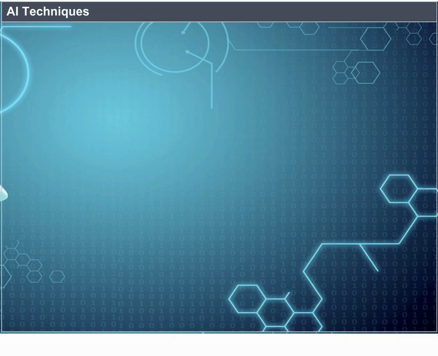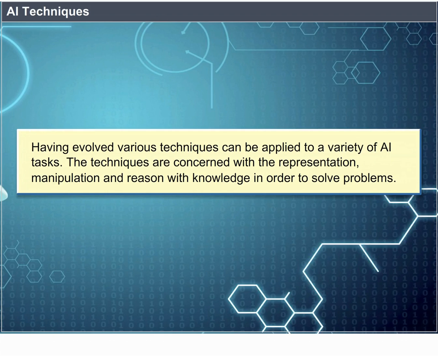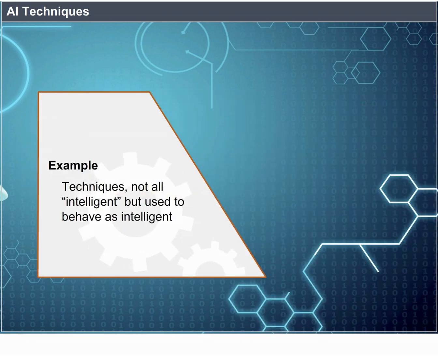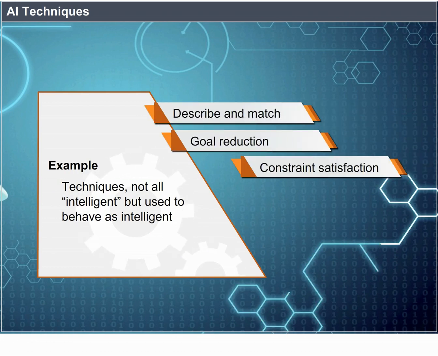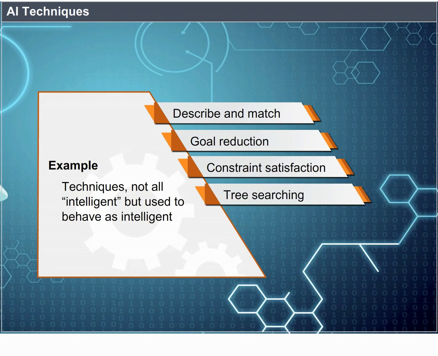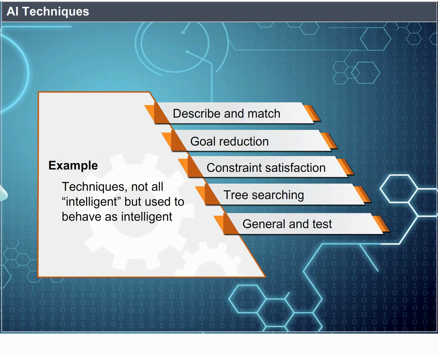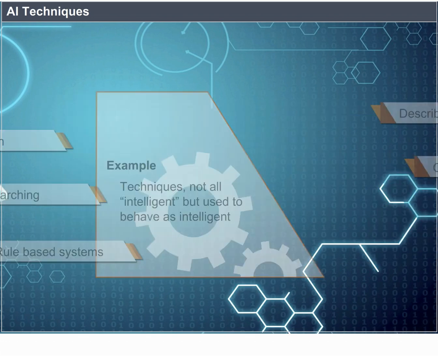AI techniques. Having evolved, various techniques can be applied to a variety of AI tasks. The techniques are concerned with the representation, manipulation, and reasoning with knowledge in order to solve problems. Example: techniques not all intelligent but used to behave as intelligent. Describe and match, goal reduction, constraint satisfaction, tree searching, generate and test, rule-based systems.